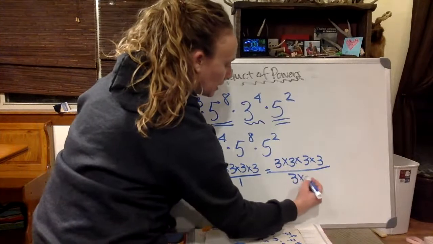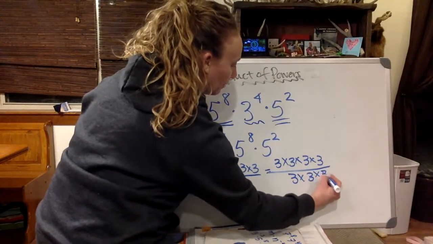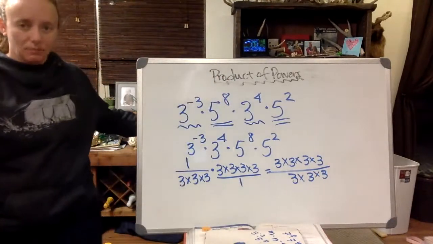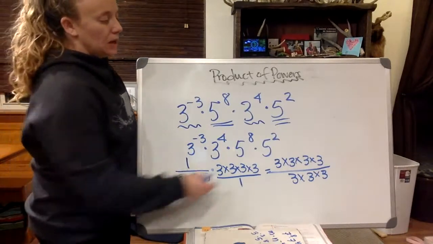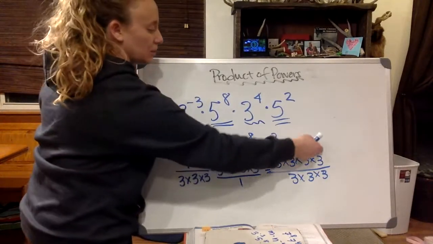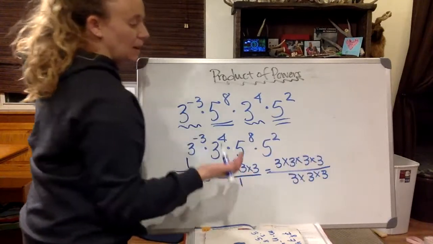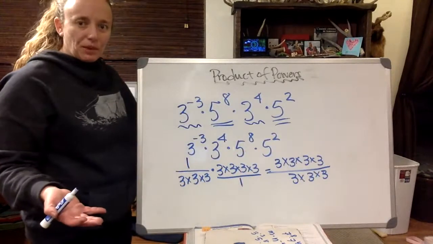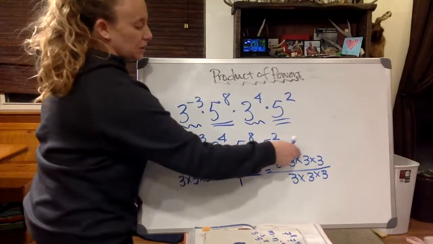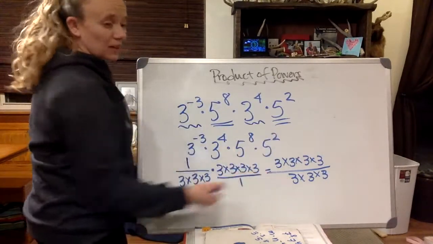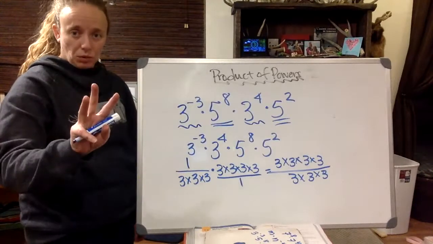Again, I don't need to write the 1 because it's multiplying all of these 3's. It's not going to do anything, right? When you multiply by 1, nothing happens. So I have 3 times 3 times 3 times 3 over 3 times 3 times 3. So technically I have a bunch of extra 3's. Just by simplification, 3 times 3 times 3 times 3 is 81 over 27. 81 divided by 27 is 3.